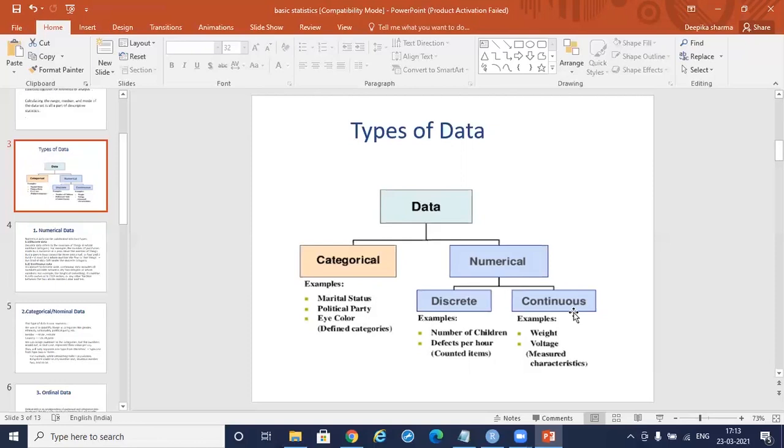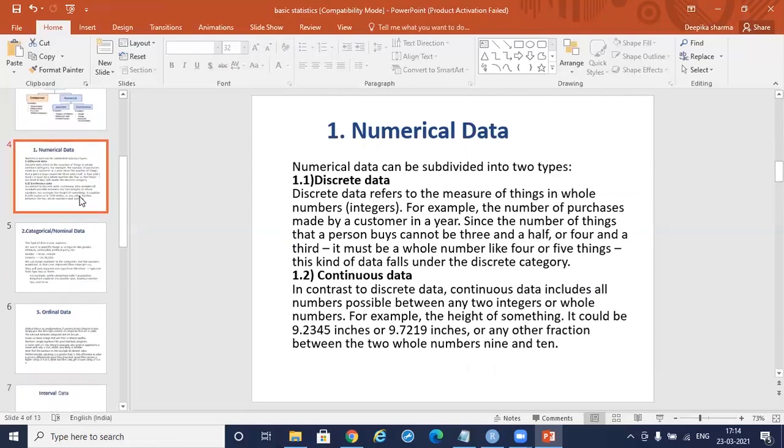Coming to the discrete level, suppose how many hours one is studying. Suppose 5 hours, 8 hours, 12 hours. So directly numbers are there. How many children are there per person? Suppose 2 children, 1 child, 3 children. So there is a specific figure in discrete data, which comes from whole numbers, such as from 0 to 9. So these are the descriptions of discrete data and continuous data.